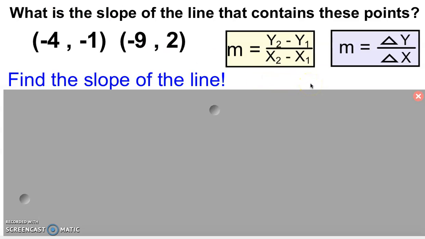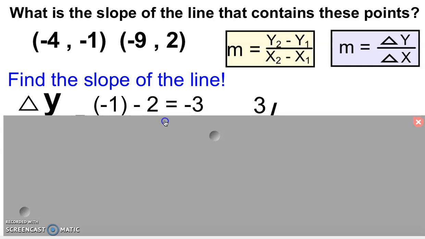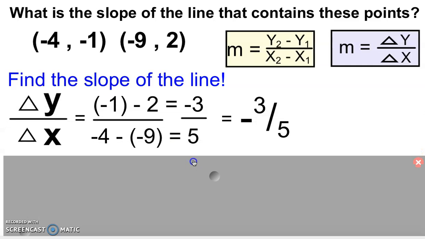So let's take a look at an example of this expectation. I want to figure out the slope of the line that's got the points (-4, -1) and (-9, -2). So I'm just going to use either one of these equations here. It doesn't matter which slope equation I use. I kind of like delta y over delta x, so I'm sorry about that, but that's kind of my thing. So these are my y's. Maybe highlighting them might be a good idea. So my y's are -1 and 2. And my x's are -4 and -9.